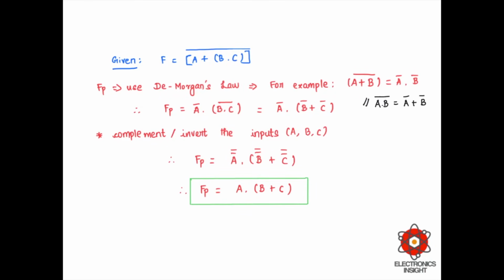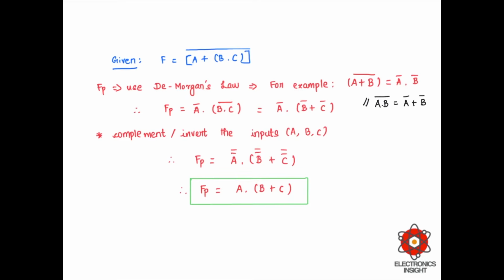Now step number 1 is to formulate an expression for Fp by using De Morgan's law. De Morgan's law states that (A + B) the whole bar can be written as A bar dot B bar, and (A dot B) the whole bar can be written as A bar plus B bar.